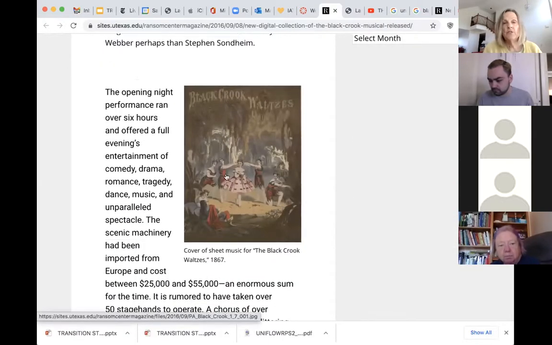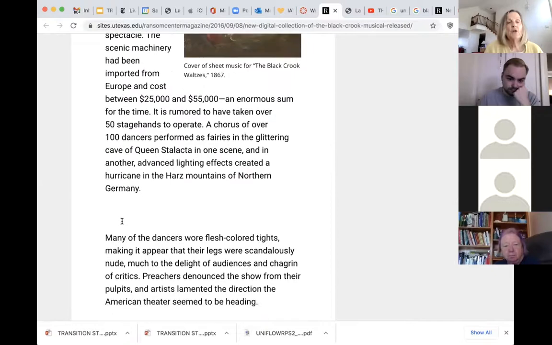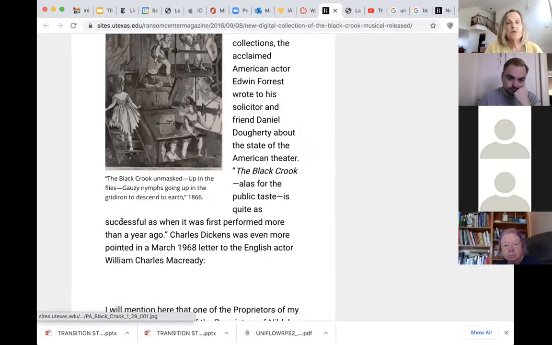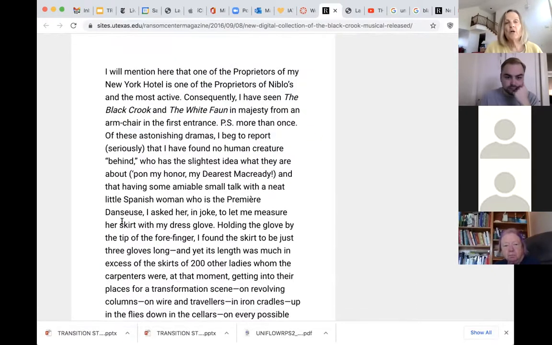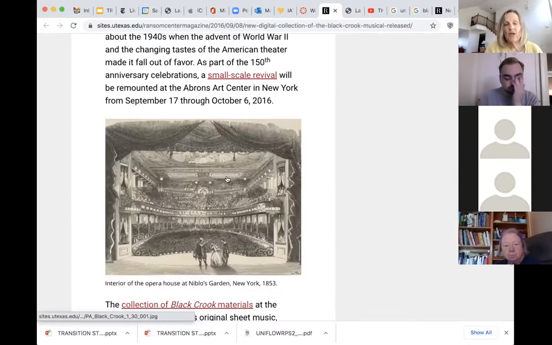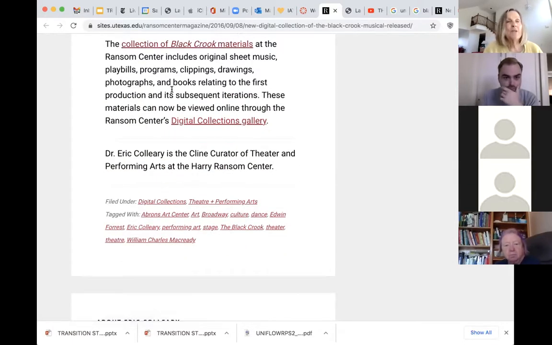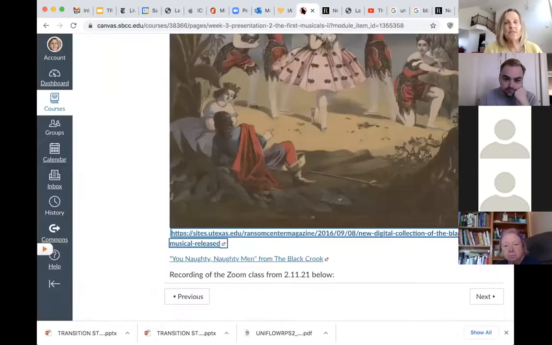Here are some other images. And this is really amazing. Opening night performance ran over 6 hours. So imagine going to the theater in one evening and seeing a 6-hour performance. Full evening of entertainment: comedy, drama, romance, tragedy, dance, music, unparalleled spectacle. So we're going to talk about these things. This is also part of your book, but this is a really fantastic rendition of it and talks about what they've done. So it's great that we are able to have this kind of material available to us.